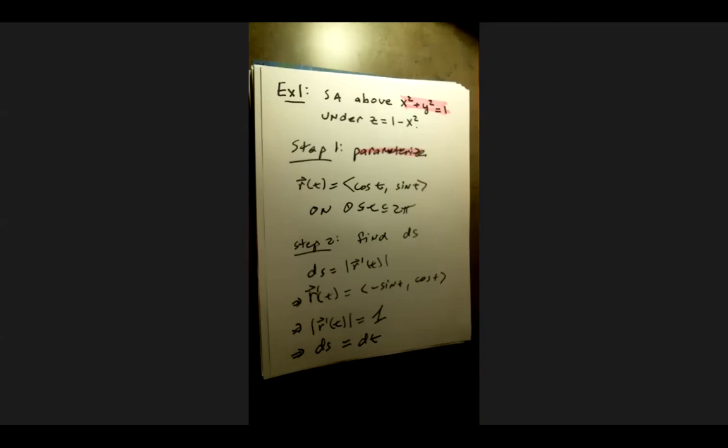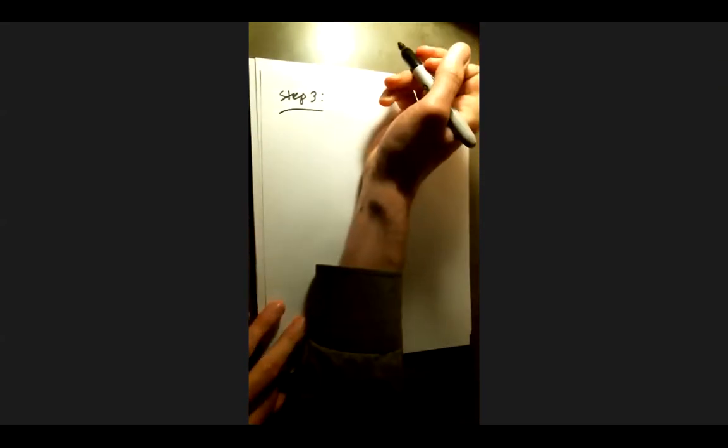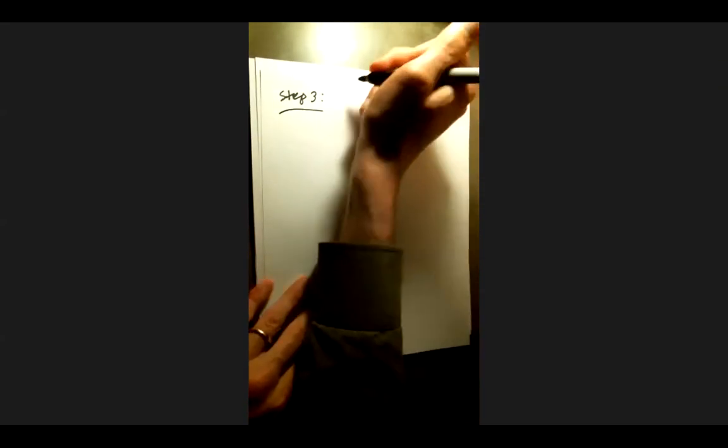Wait, so why did we do the whole second step? Is that so we could figure out that ds is equal to dt? Yeah, we need to find that ds is equal to dt. In this particular example, it's not very exciting because our scaling factor is 1, but it won't always be that straightforward. All right, so step 3, we need to substitute in for x and y and integrate in the integrand.